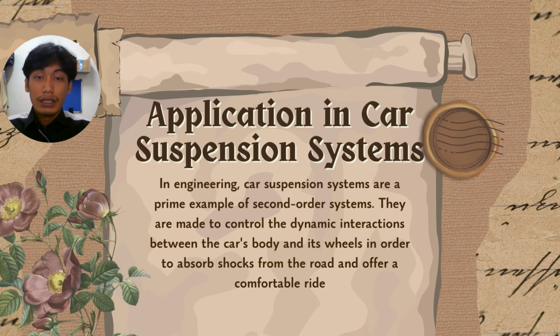Application in car suspension system. In engineering, car suspension systems are a prime example of second order systems. They are made to control the dynamic interaction between the car body and wheels in order to absorb shock from the road and offer a comfortable ride.